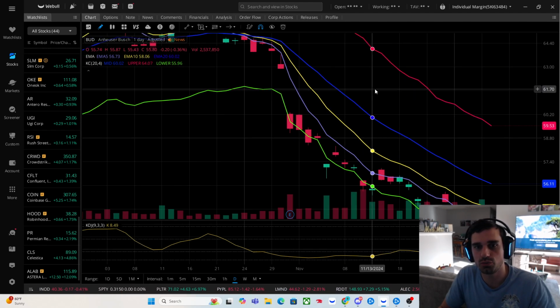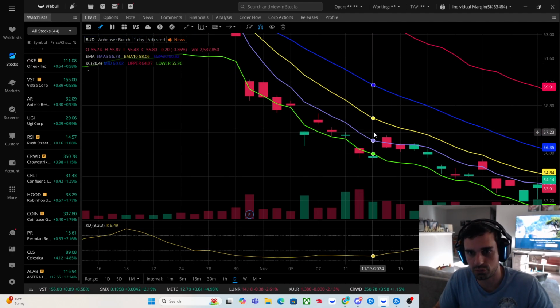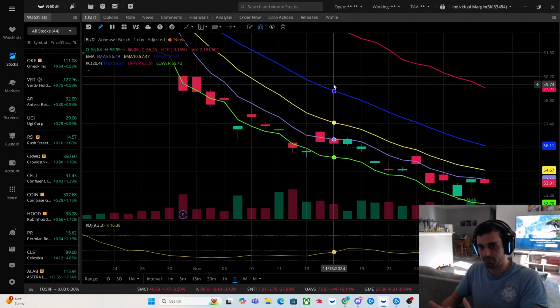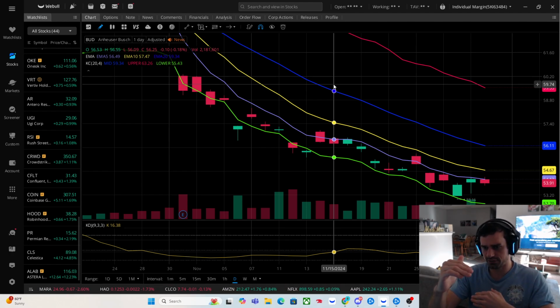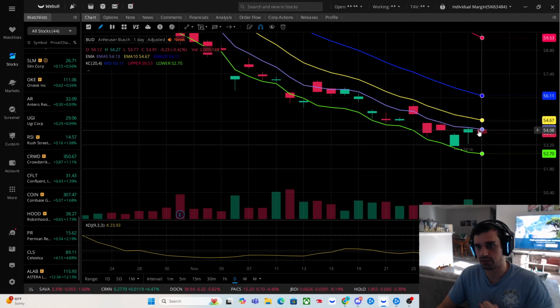The things that you want to see, and you can see it over and over again, especially with bigger caps. You see how Bud did not touch this EMA 5 for quite some time, and that's going to be your first point of target. And then what happens is it hits the 5, and then it goes down. Hits the EMA 5, down. EMA 5, down.